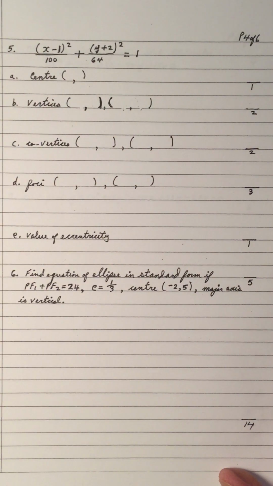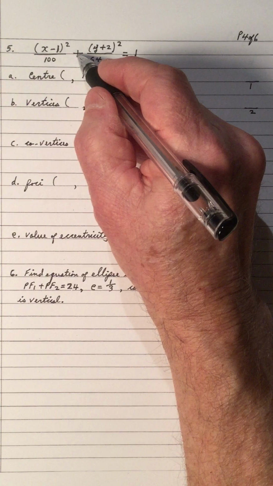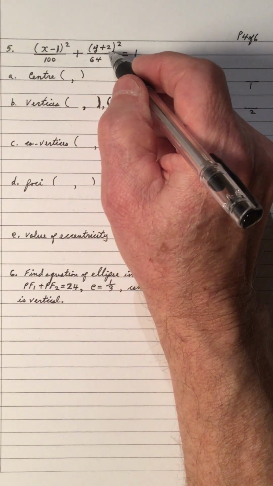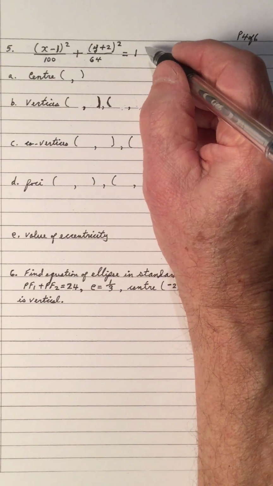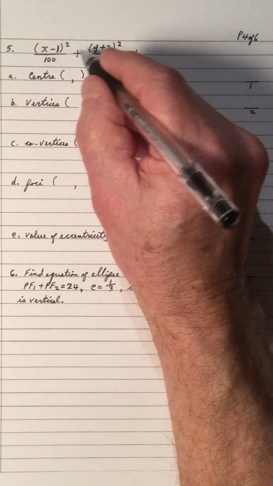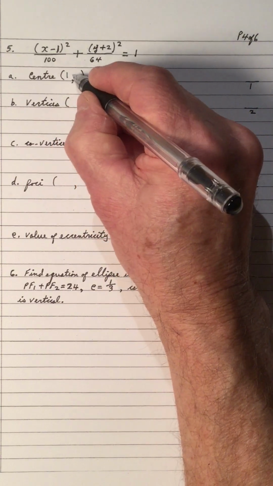And let's continue. Now we have another ellipse. Again, we have a plus sign. We've got x squared and y squared terms, and these are not equal, so if these were equal, it would be a circle. So the center of this ellipse is the opposite of negative 1, which is 1. The opposite of a plus 2 is a minus 2.